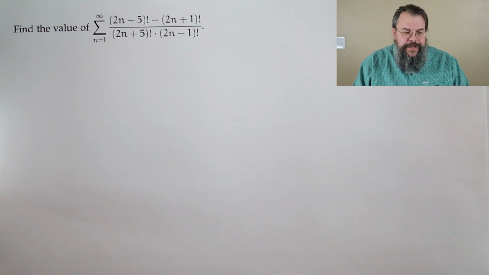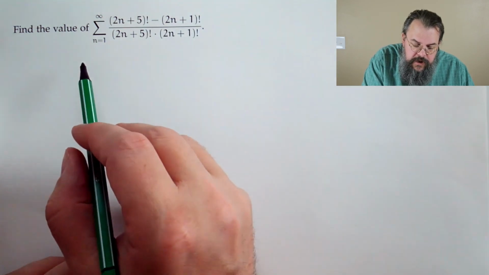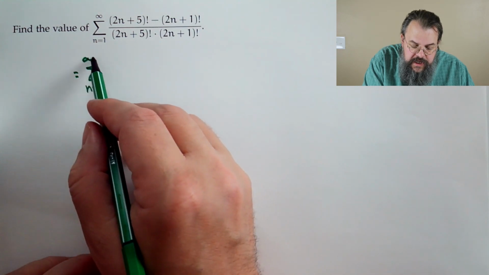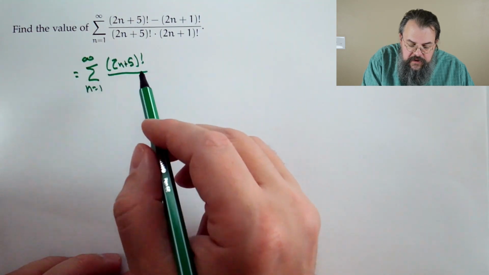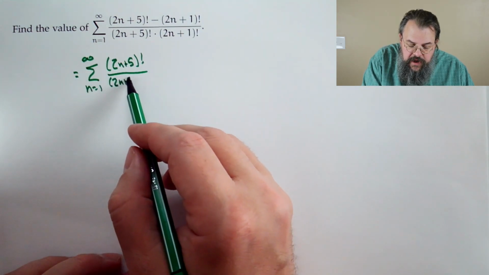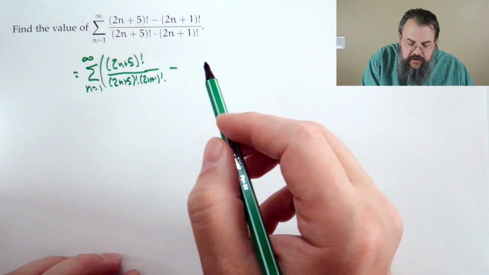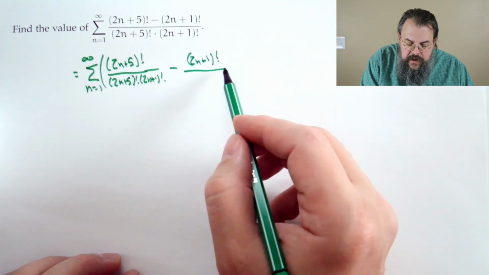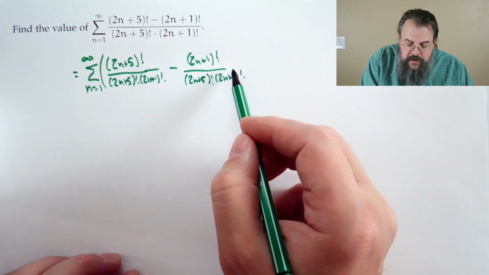Let's keep digging and go a little deeper. Well, we can break this up. Let's separate this. So this is the sum from 1 to infinity of (2n plus 5) factorial, downstairs (2n plus 5) factorial times (2n plus 1) factorial, minus (2n plus 1) factorial, downstairs (2n plus 5) factorial times (2n plus 1) factorial.